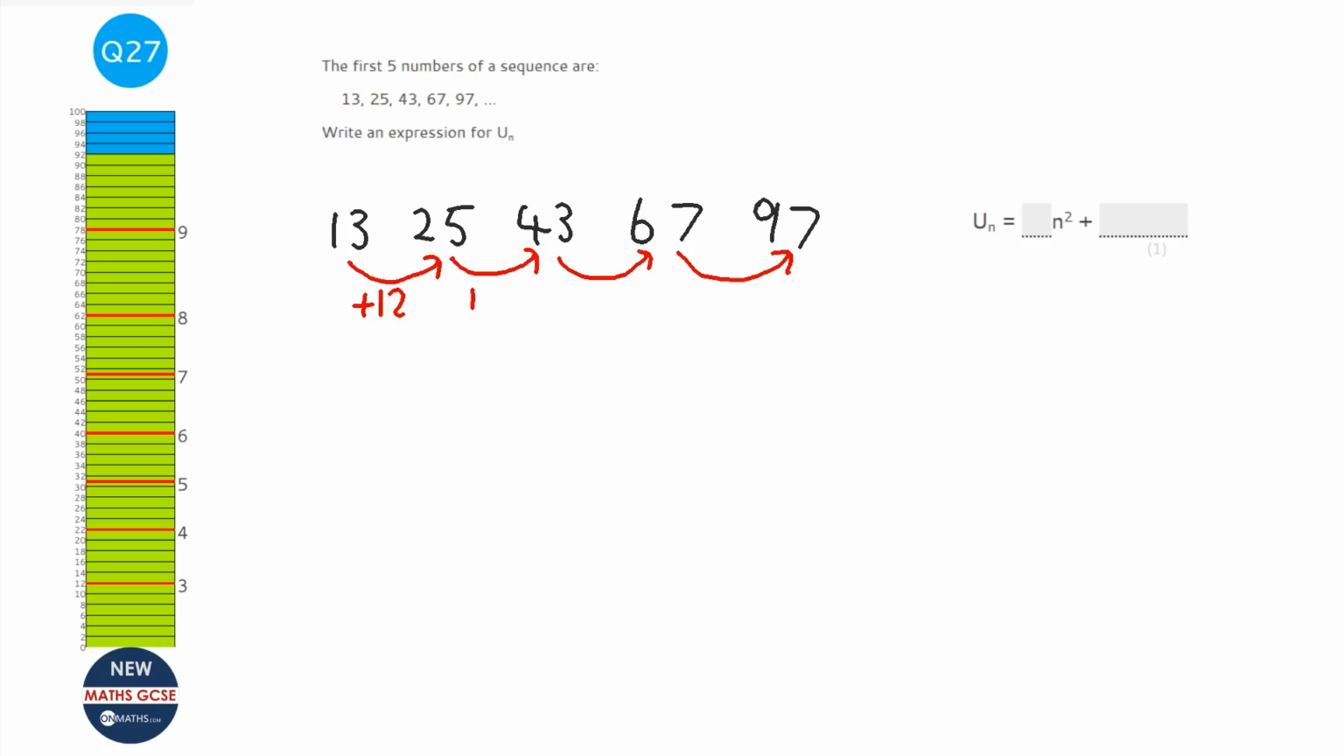Now you might notice straight away that the next one goes up in 18. Well, let's have a look at the next one. That goes up in 24. And the last one goes up in 30, which is what we'd expect. So they're not going up by the same amount. Now when they don't go up by the same amount, we need to have a look at the second difference.